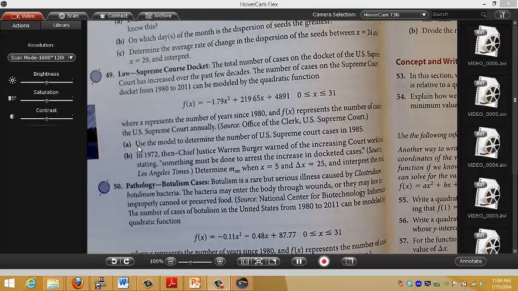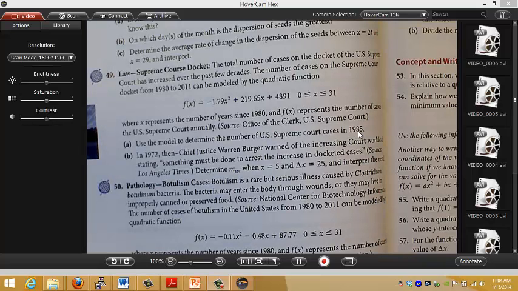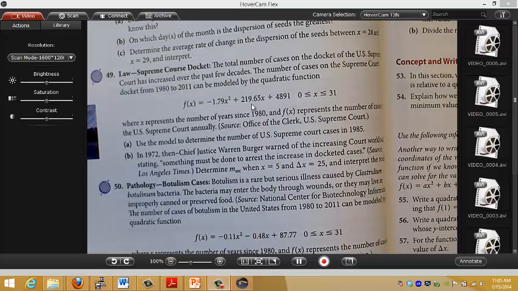I'm going to say, hey, right here: use the model to determine the number of U.S. Supreme Court cases in 1985. Put that in your head. What are we looking for? The number of Supreme Court cases in 1985. And now I go and I read. It says use the model. I know what they're talking about. They're talking about this right here, right? This f of x. So I'm going to write that down. I'm going to label some things. I'm going to see if I can answer the question.